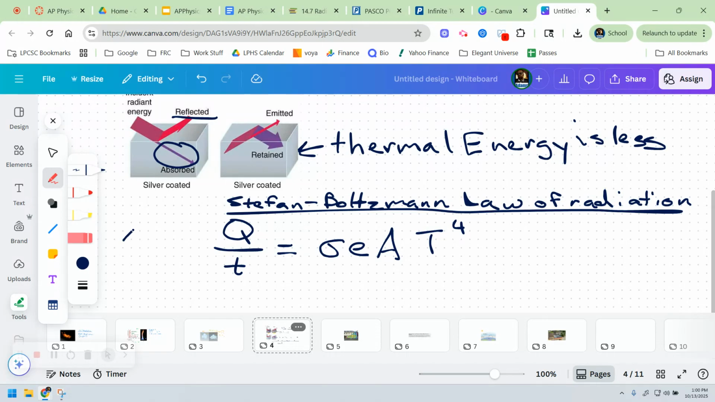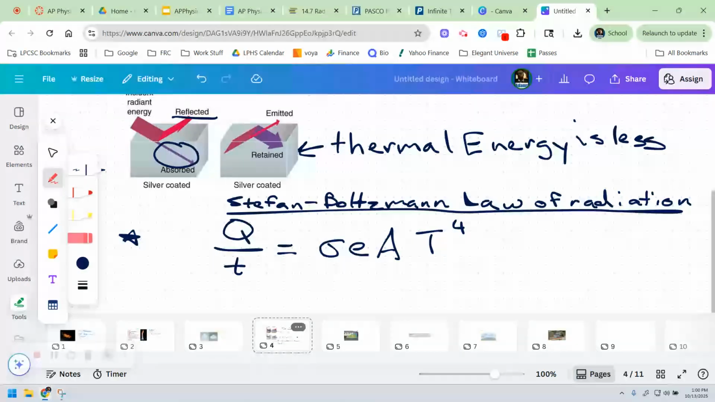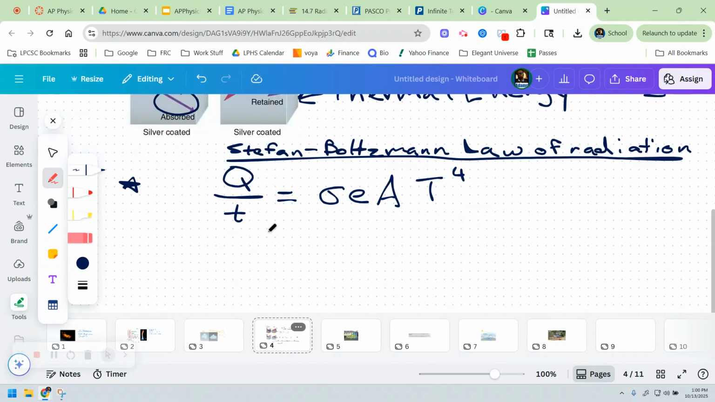And I'll let you in on a secret. This is not the only variation of Q over T. So some of your homework or assignments, you'll have to go back. Sometimes you use the latent heat and the specific heat depending on what type of transfer you have. But Q over T, energy over time, is always going to be the same, but we might have to set some things equal and solve for things that we don't know.